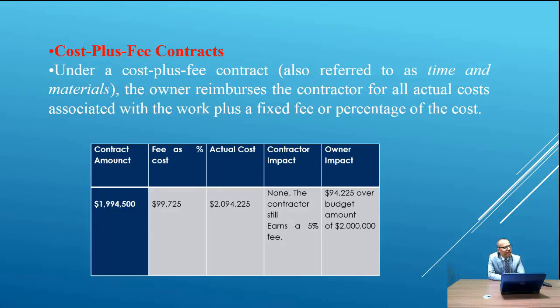هنا إذا كان مبلغ العقد $1,994,500، وإذا افترضنا إنه النسبة كانت يعني فد بيرسنت 5%، راح تكون $99,725. actual cost راح يكون $1,094,225. Nonetheless the contractor still earns 5%. Owner impact $94,225 over budget. يعني راح يعني فوق الميزانية المحددة، راح صاحب العمل يتحمل هذه الأعباء.